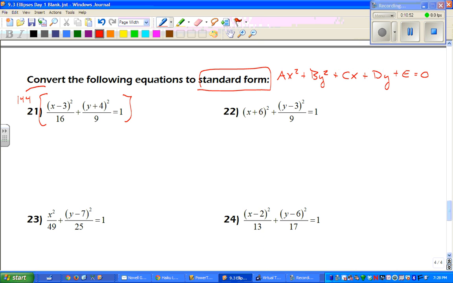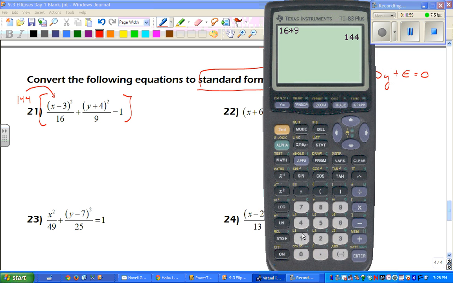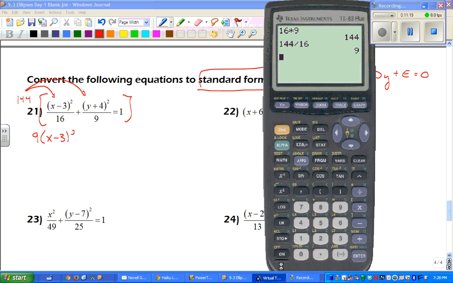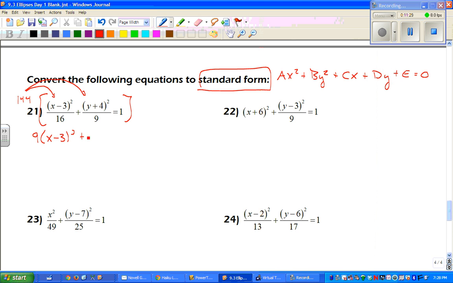So when I distribute to the first part, I have 144 in the numerator, and I got 16 in the denominator. So 144 divided by 16 gives me a value of 9. So therefore I get 9 multiplied by x minus 3 squared. When I distribute the 144 to the second parentheses, I have 144 in the numerator, 9 in the denominator. So 144, you should be able to guess this by now. When you divide that by 9, you get 16. So this gives you plus 16 multiplied by the quantity y plus 4 squared. And do not forget to distribute that 144 to the 1 as well. So there you go, 144.